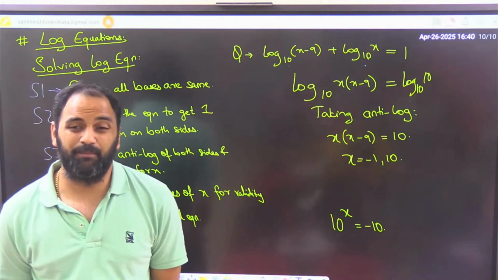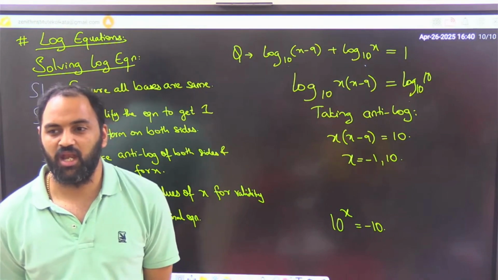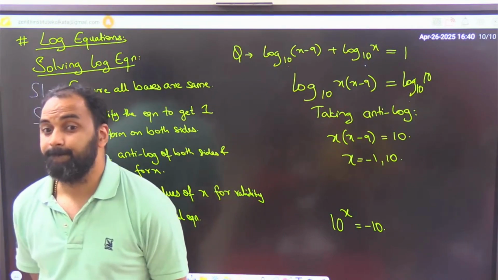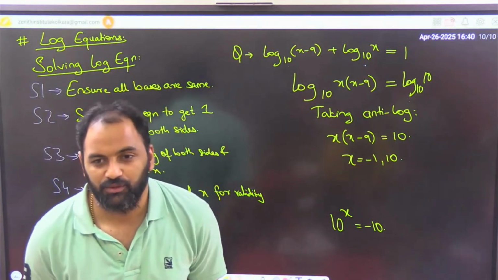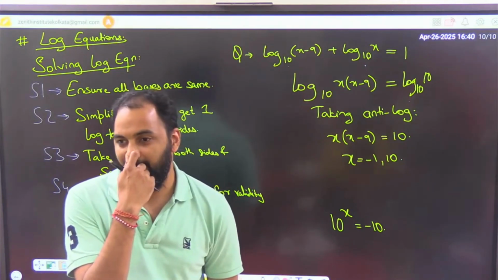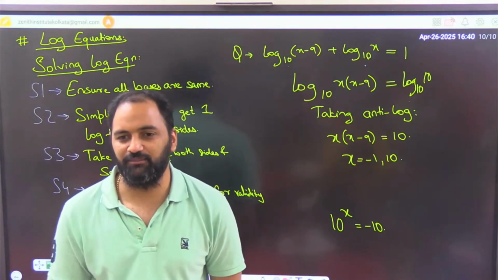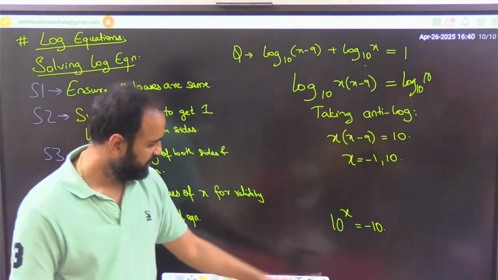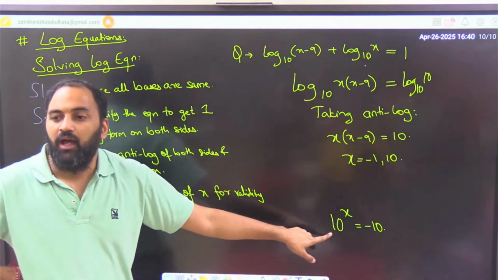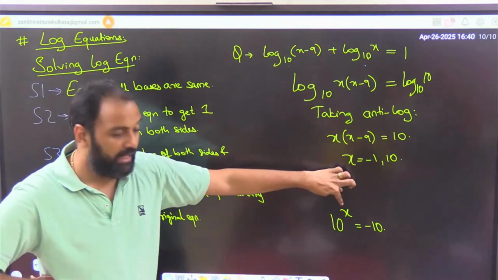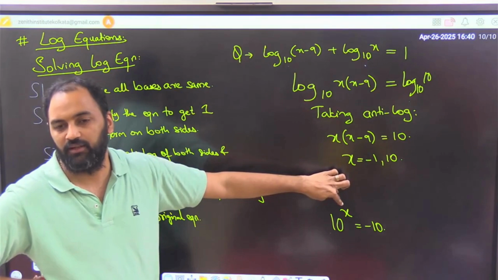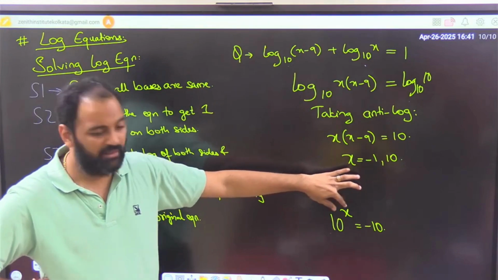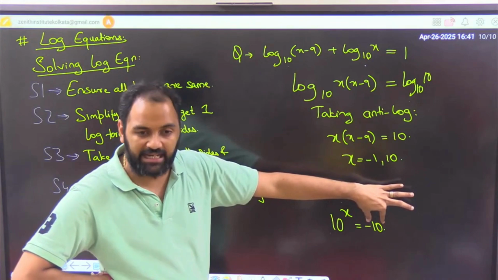Can 10 raised to the power of anything become -10? Think. In real numbers, of course, we are talking about real numbers. Your 10 is a positive number. A positive number raised to the power of any real number will always be positive. 10 to the power of any real number can never become negative.